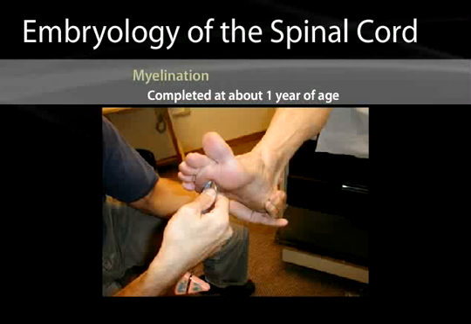It turns out that myelination in the entire nervous system continues, probably into about 7 years of age even, as a child is developing. But for the purposes of the boards, we would say that myelination in the cord is completed at about 1 year of age.